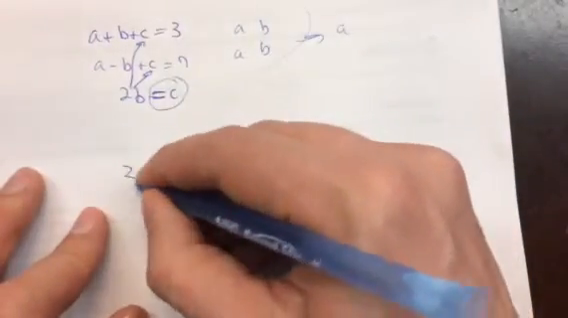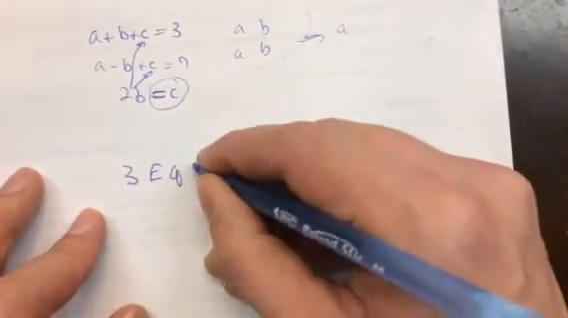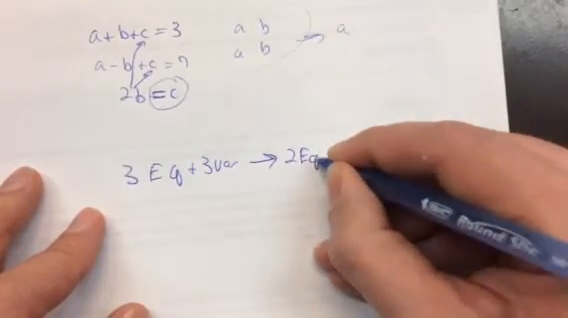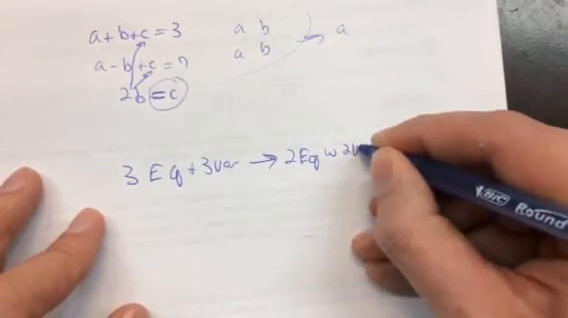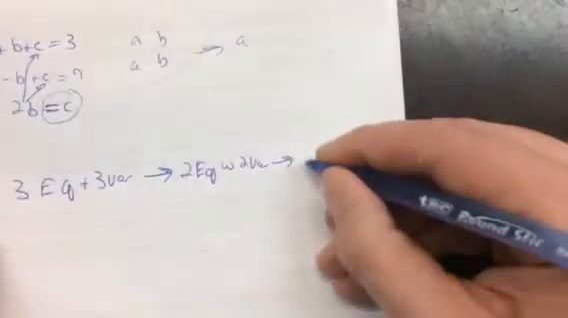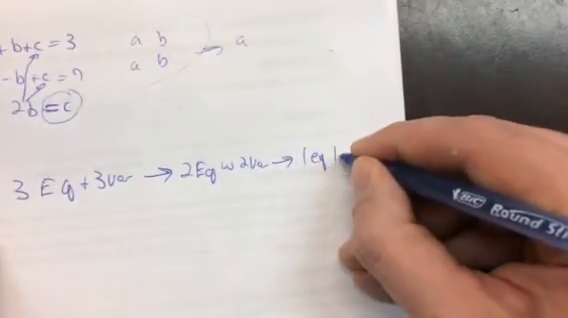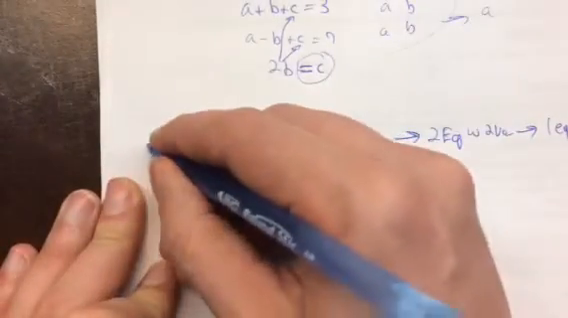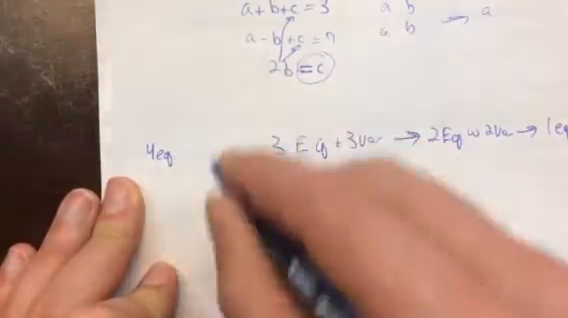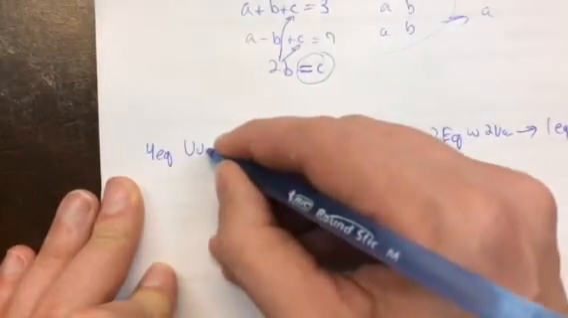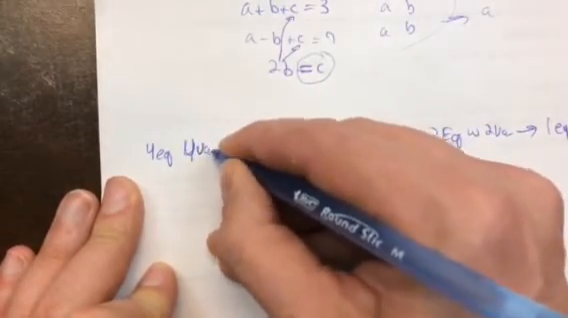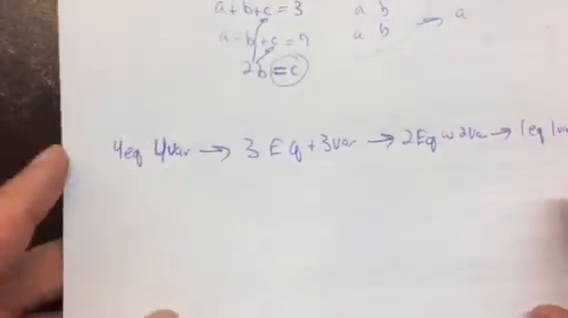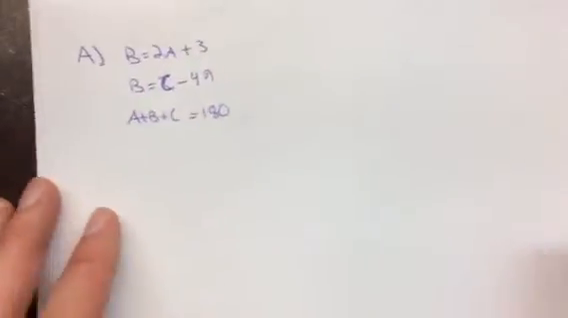So the idea is three equations with three variables goes to two equations with two variables, and then eventually you get to one equation with one variable, and you solve it. This can also be done when there are four equations, for when there are four variables, and we can do an extra step at the beginning to get down to three equations with three variables. So let's look at how this works.